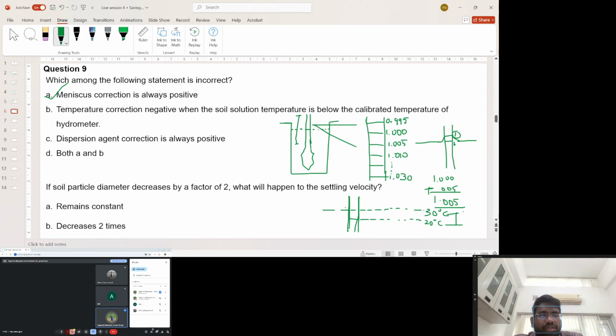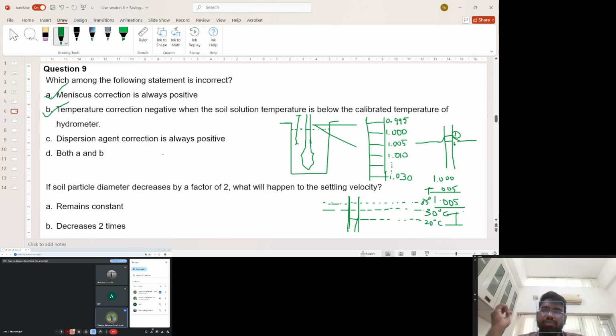And if you conduct a test at 35 degrees centigrade, the water level will be somewhere here. In order to normalize it, you need to correct the temperature by adding it. That is why, when the temperature is higher than the calibrated temperature, the correction is always positive. When the temperature is lesser than the calibrated temperature, the correction is always negative. So the second option is also right.